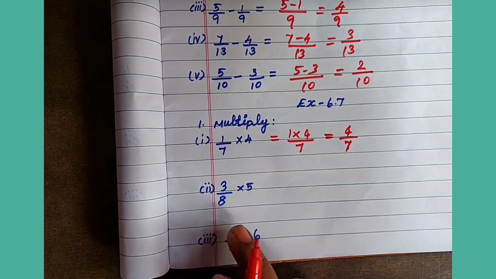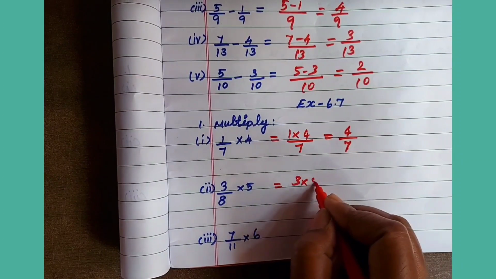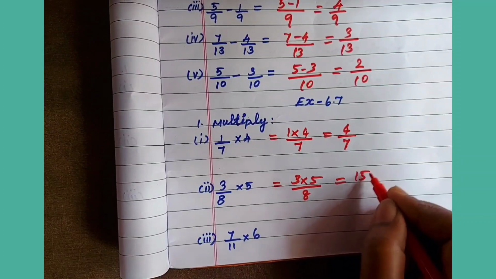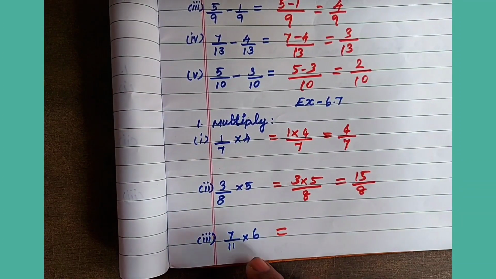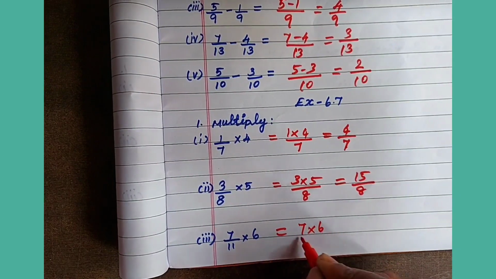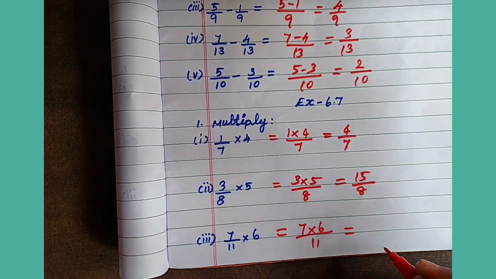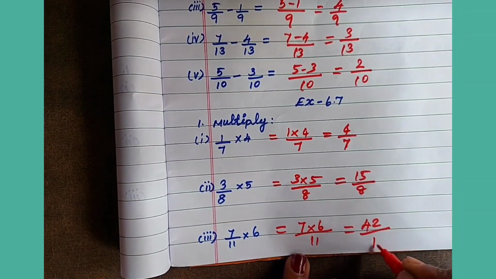Next one, 3 by 8 into 5. So first step, 3 into 5 divided by 8. So 5 3s are 15 divided by 8. Next one, 7 divided by 11 into 6. So we write 7 into 6 divided by 11. 6 7s are 42. 42 divided by 11.